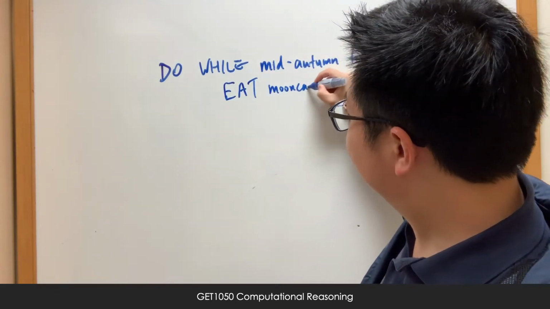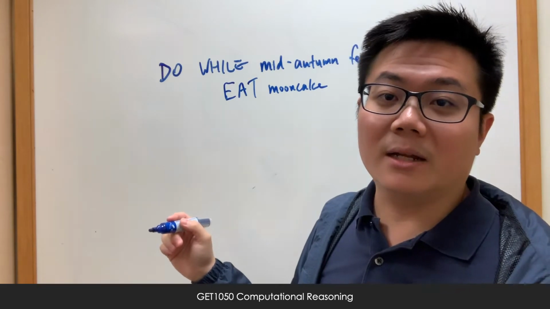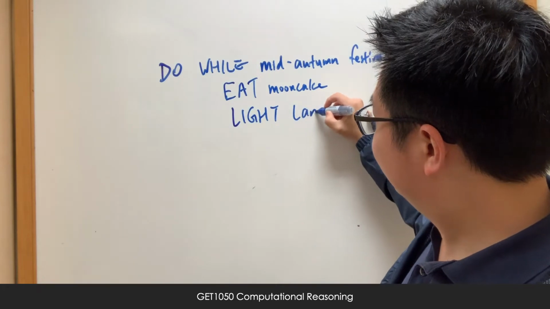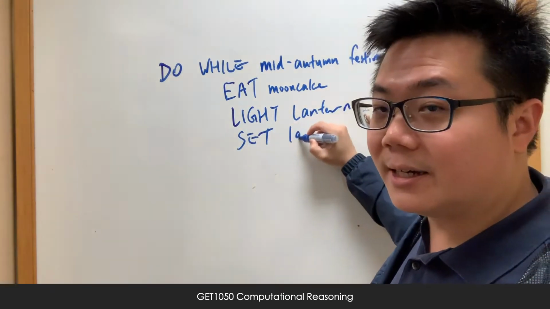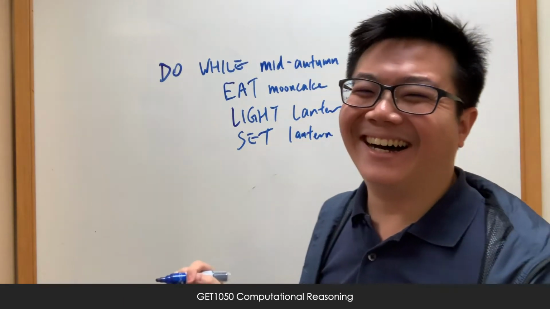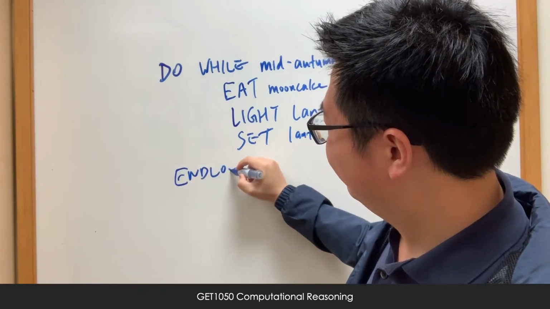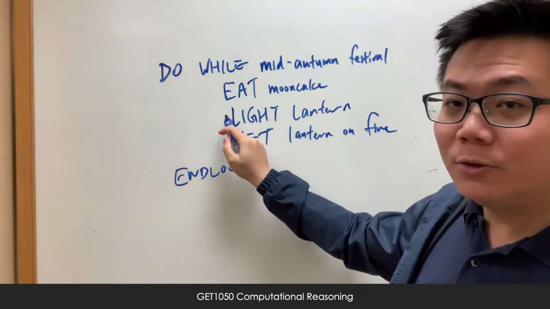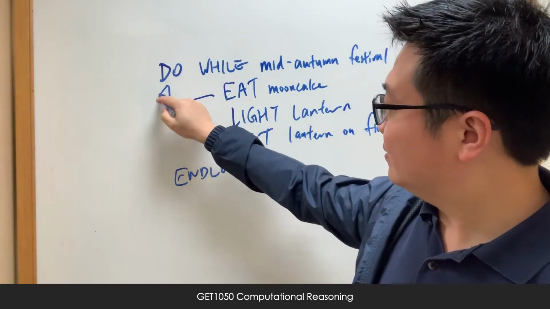mooncake. In fact, what do people do on Mid-Autumn Festival? They light lantern, and then set lantern on fire. Okay, and then loop. Now, as you can see in this example, 1, 2, and 3, okay, these 3 lines of code belong to this loop.